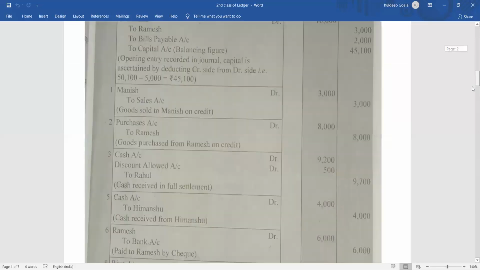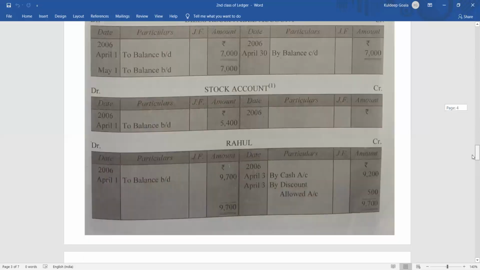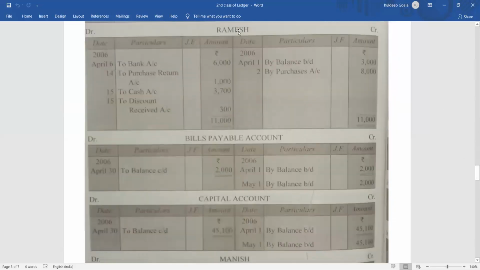Clear? So you can see the journal entry once again. Ramesh debit 4000 to cash 3700 to discount received 300. So what is the ledger entry? Ramesh debit side. What will you write in the debit side of Ramesh? To cash 3700 to discount received 300. Right? Because Ramesh is debited by two items. One the payment and the other one is discount. So you can see in the Ramesh debit side, to cash 3700 to discount received 300, right?